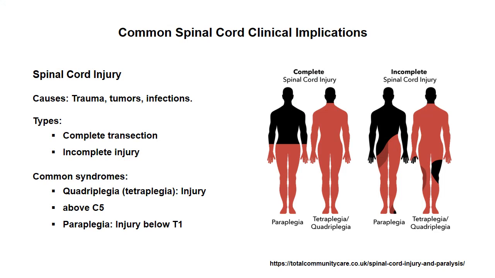with some preserved functions. Common syndromes include quadriplegia or tetraplegia. This usually occurs in injury above the level of fifth cervical vertebra. There is paralysis of all four limbs. Paraplegia occurs when injury is below the level of first thoracic vertebra. There is paralysis of lower limbs only.